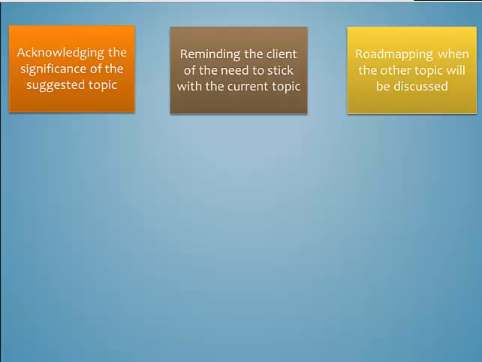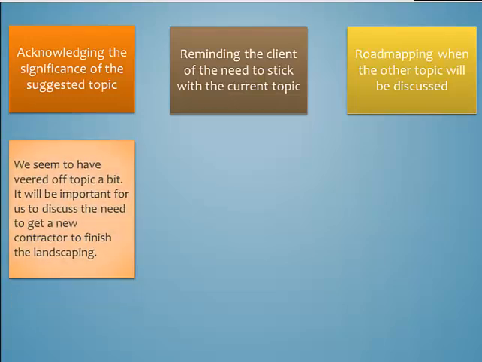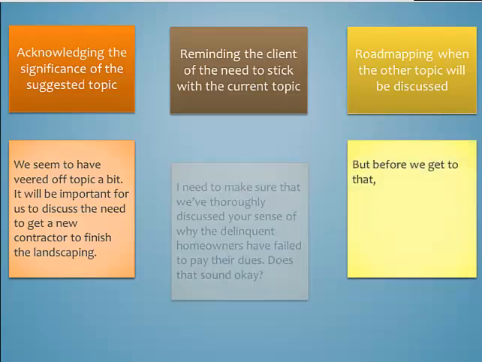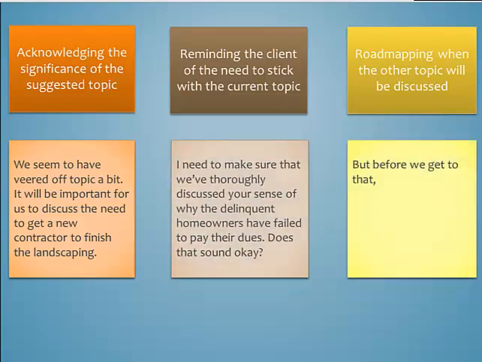You might say something like this: We seem to have veered off topic a bit. It will be important for us to discuss the need to get a new contractor to finish the landscaping. But before we get to that, I need to make sure that we've thoroughly discussed your sense of why the delinquent homeowners have failed to pay their dues. Does that sound okay?